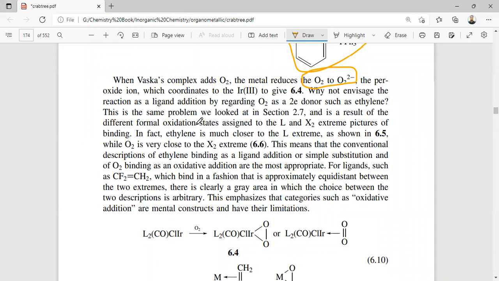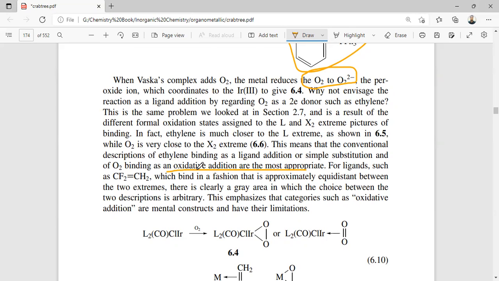result of the different formal oxidation states assigned for L and X2 in fixed extent to have the binding. So in fact the ethylene is much closer to the LX3 as seen in the reaction, while the O2 is very close to X2. So that means that the conventional description of ethylene binding as a ligand addition or simple substitution, and O2 binding as an oxidative addition, are the most appropriate.